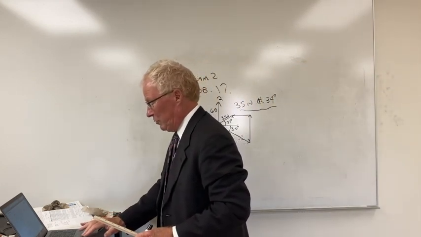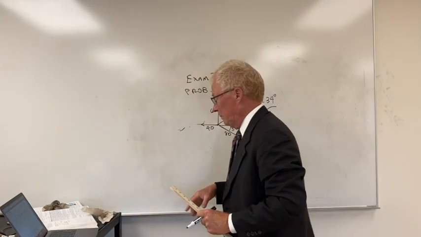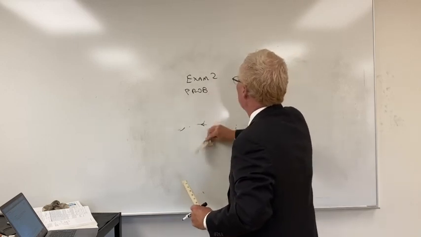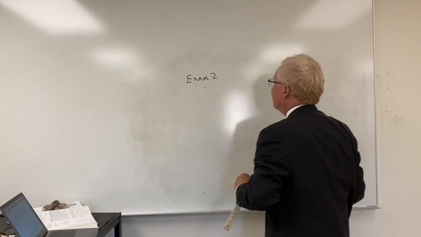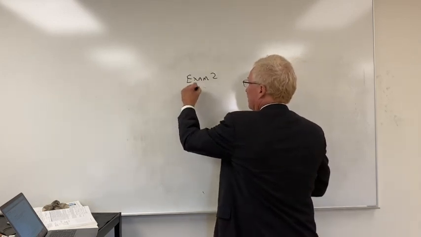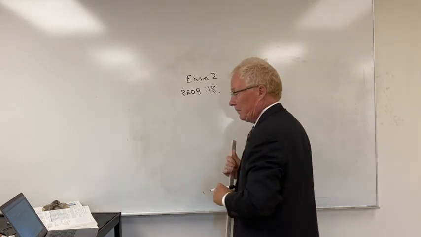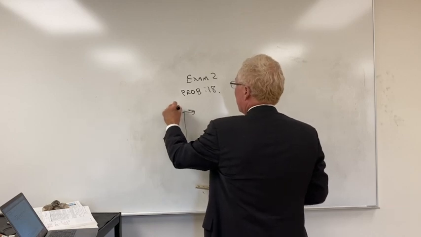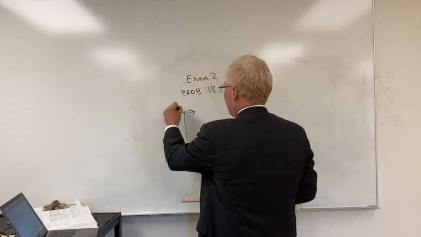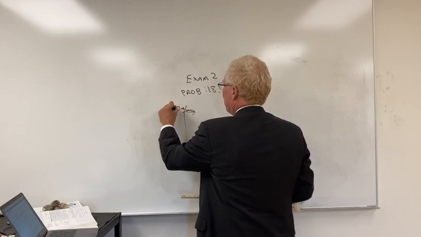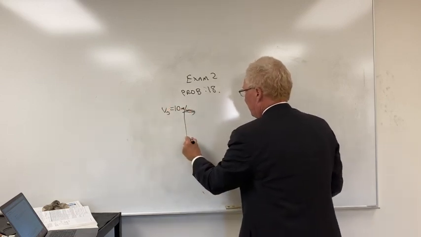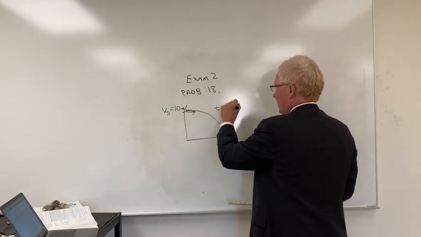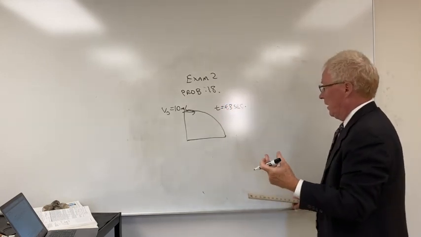All right, problem 18, that was worth 4 points. For this particular one, we shoot it off at 10 meters per second, that is V naught, and it lands somewhere out here. Time is 4.3 seconds. All right, how far did it land?